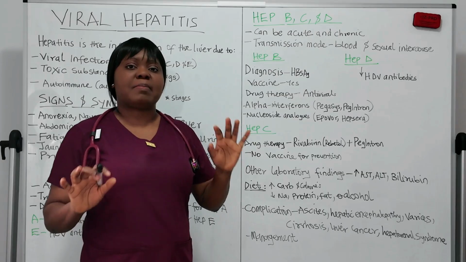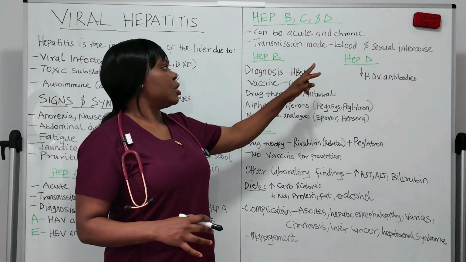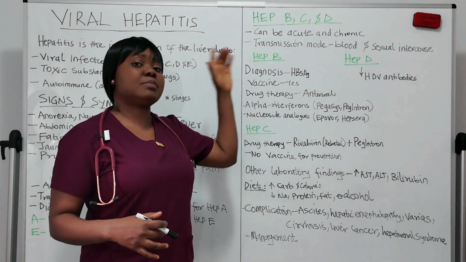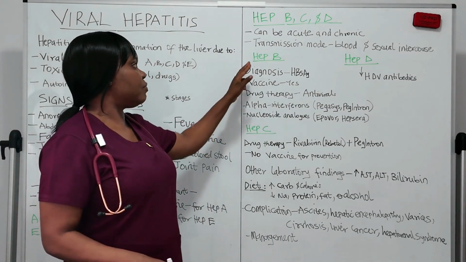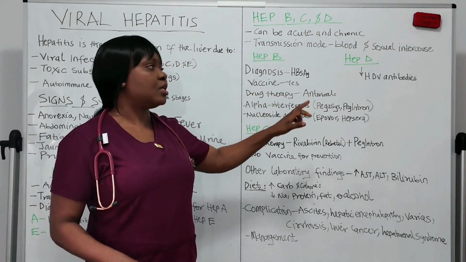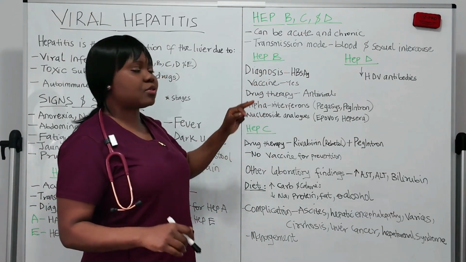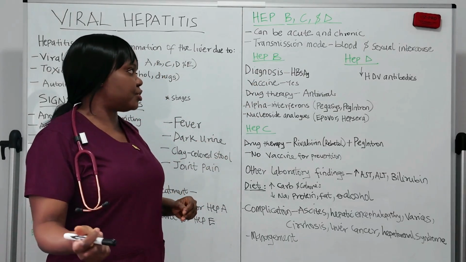Now, let's look at hepatitis B and D. If you don't have hepatitis B, you may not have hepatitis D because it depends on hepatitis B. And that means if you are immunized against hepatitis B, you are safe, you won't be contracting hepatitis D. So for hepatitis B, the diagnosis is through hepatitis B surface antigen.